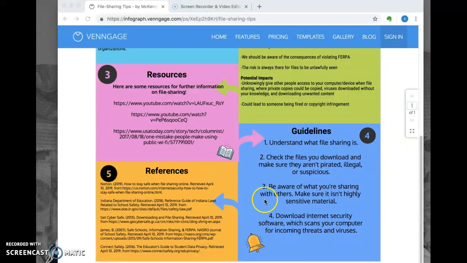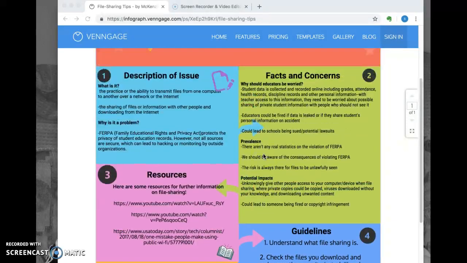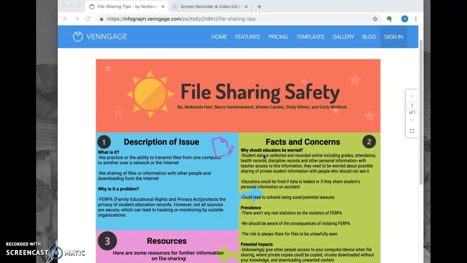So it's really good. But just make sure overall that you know what file sharing safety is and that you know how to stay safe when sharing files, because you don't want to leak any information, especially as an educator about your students, because that can lead to so many issues like being fired or the school being sued. These are the references that we used. File sharing safety can be overlooked sometimes, but it's actually a huge issue that educators especially need to be aware of.